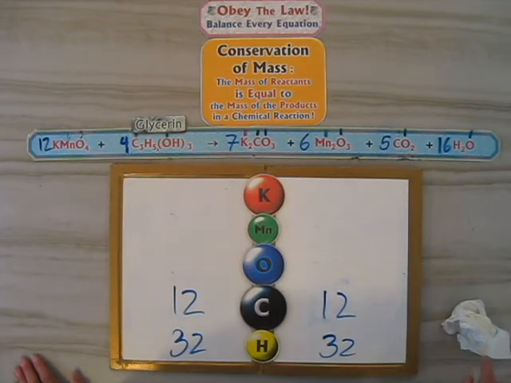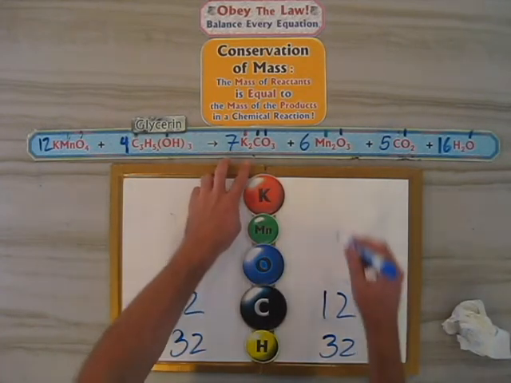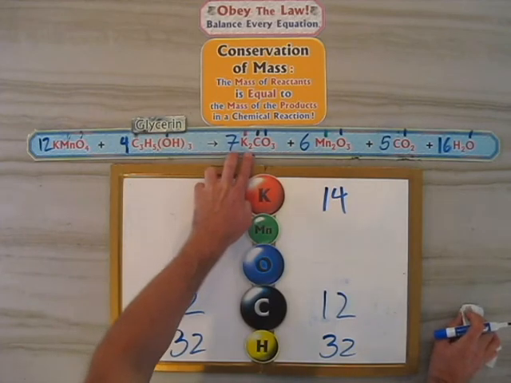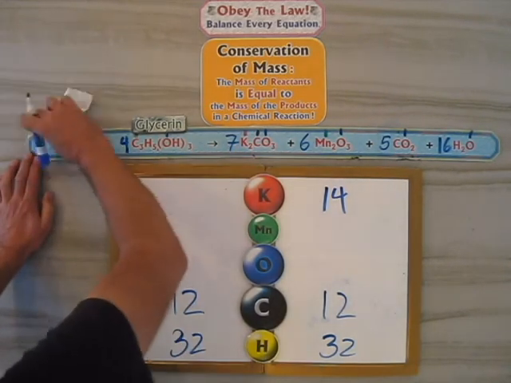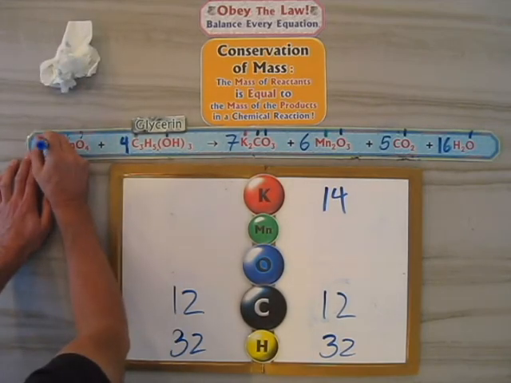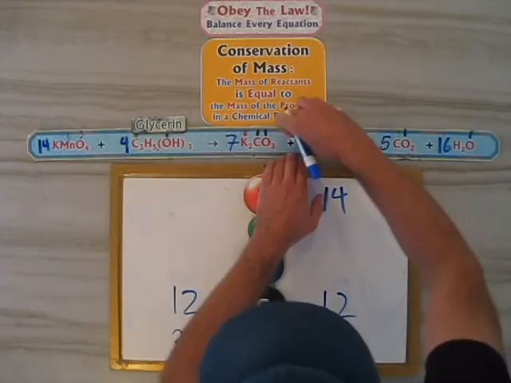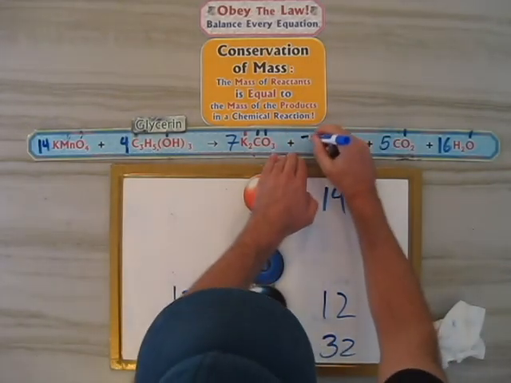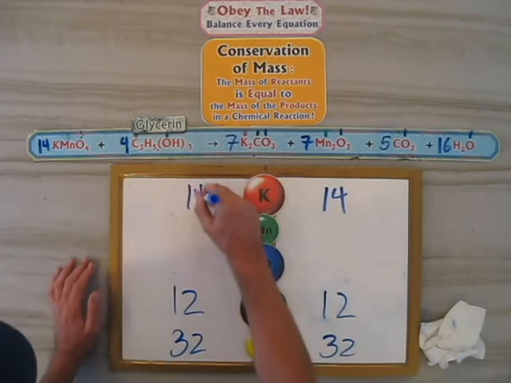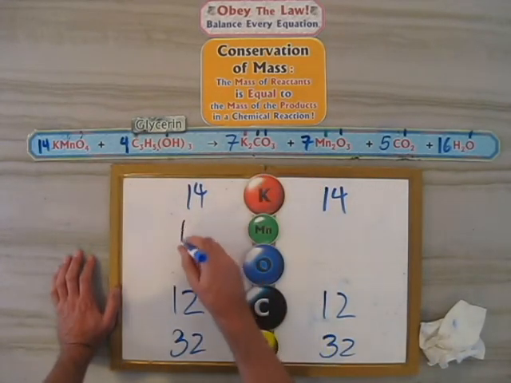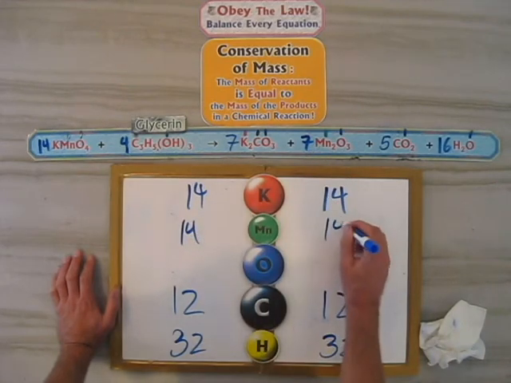Oh man, and of course that's going to change everything. That gives me 14 potassium. Well then of course, if you have 14 potassium there, then this coefficient has to be the full 14, and then that's 14 manganese, right? So then what does this have to be to get 7? So then we got 14 potassium, 14 manganese, and we got 14 manganese. Okay, this is looking good.